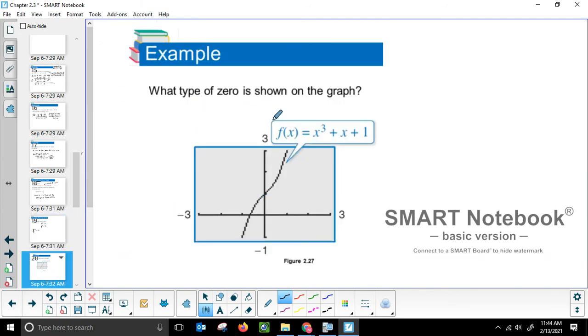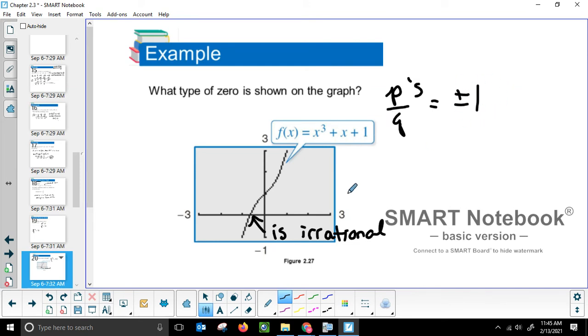So it says, what type of zero is shown here on the graph? Well, I know that for my rational roots, my p over q's, this is 1, this is 1, so it's just going to be plus or minus 1. Since negative 1 is here and positive 1 is here, and this zero is not positive or negative 1, we can say that this zero is irrational, because the only rational solutions this function can have are positive or negative 1, and this is not, therefore it must be irrational.